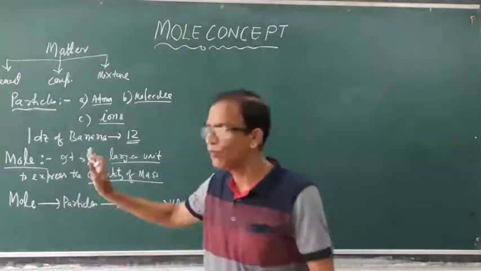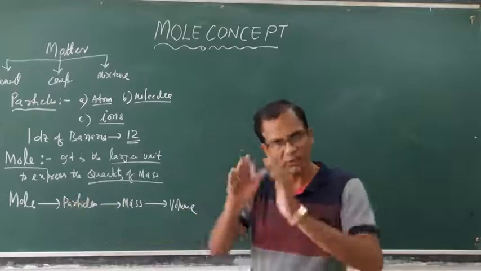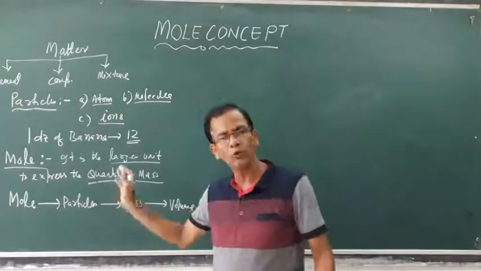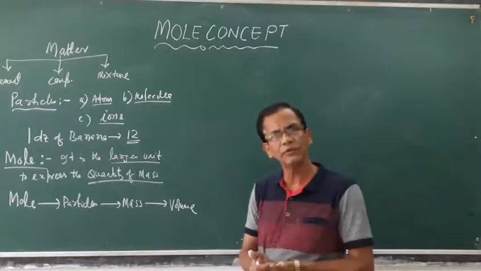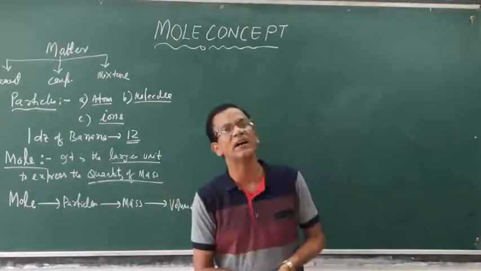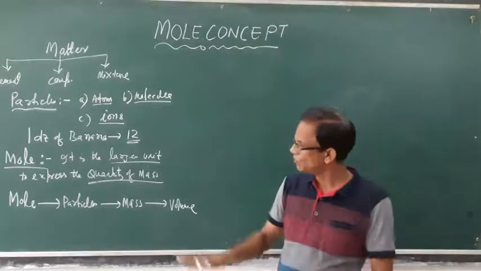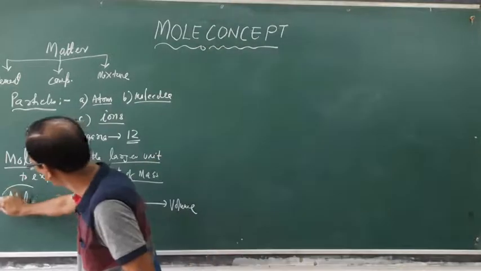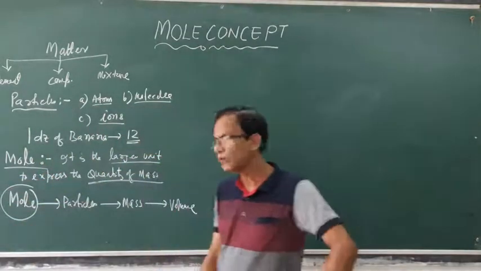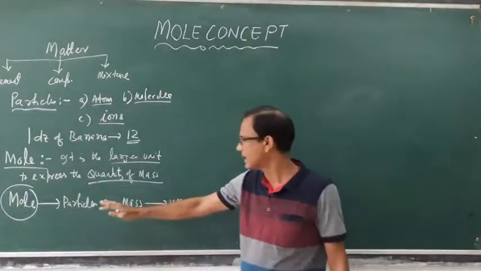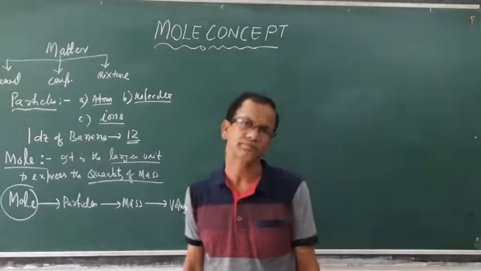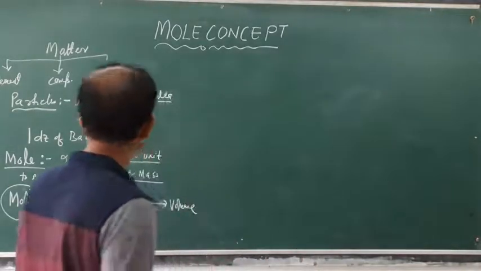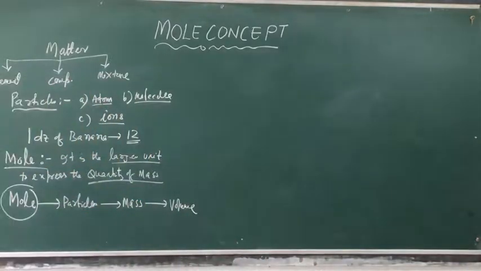If you know the number of moles of a particular substance, you can know the number of particles, you can know the amount of mass available, and you can know the volume of mass taken. So the mole can be compared with the number of particles, with mass, and with volume. There is an important formula regarding this mole concept.